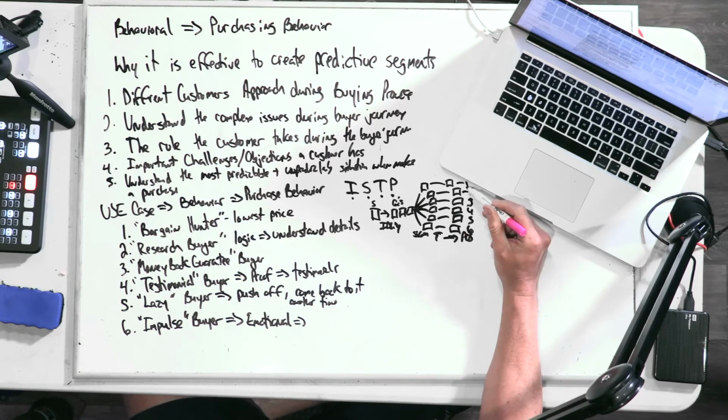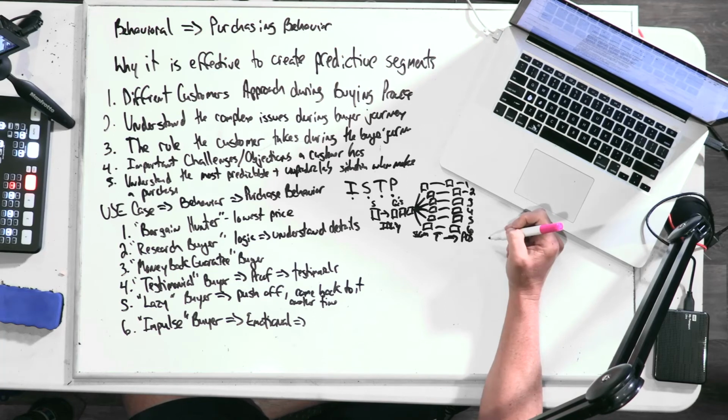For the bargain hunter, I'm going to have a certain message. For the research buyer, I'm going to have certain messaging, positioning the brand a certain way. For my money back guarantee buyer, I'm going to have certainty that they're going to know there's some return policy of some sort, right? Number 4 is my testimonial buyer. Number 5 is my lazy buyer. And number 6, my impulse buyer, right? So let's go through it. And then we list it out.